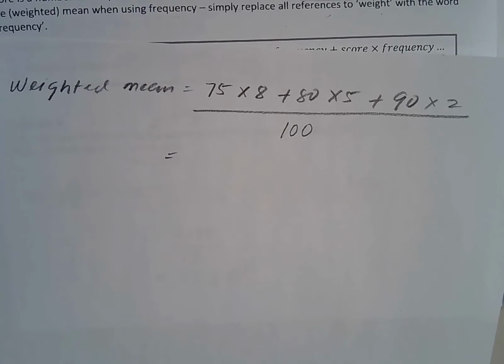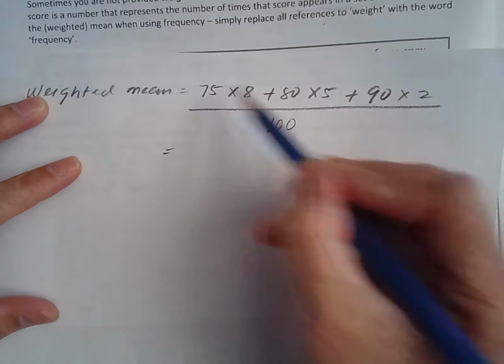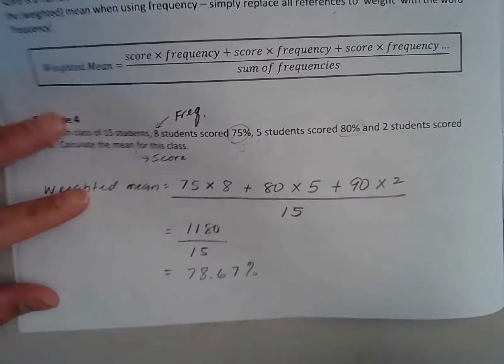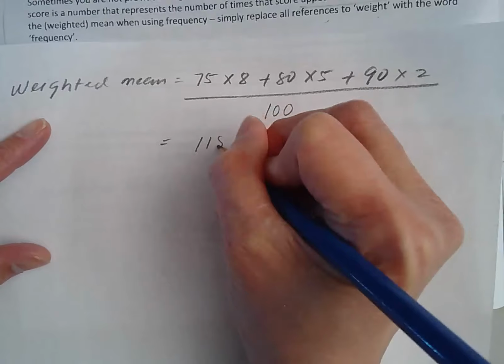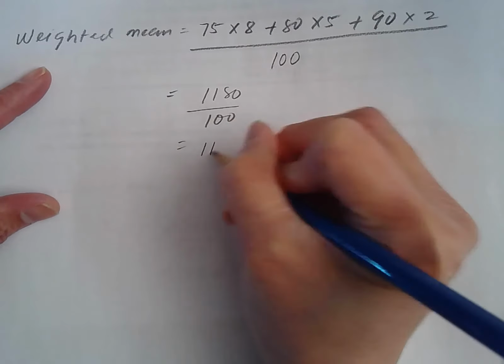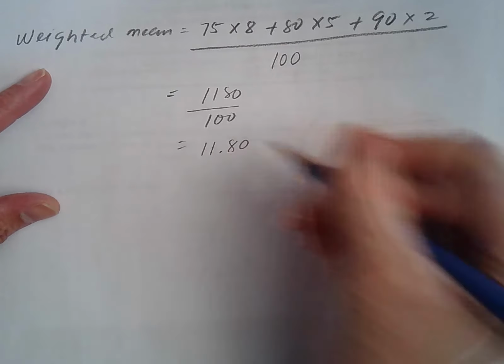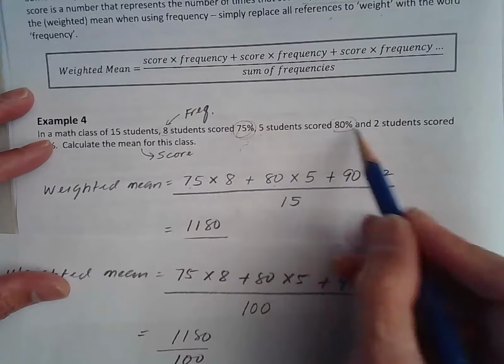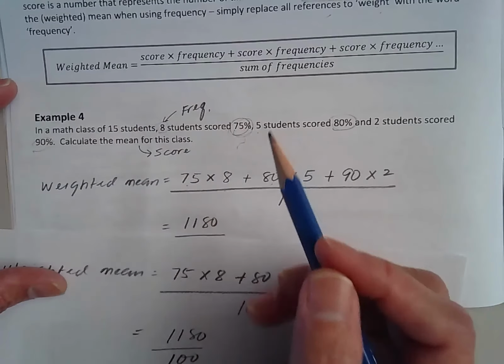Because people say, oh yeah, it's percent, so I'm going to divide by 100. So this gives you 1180, but now it's divided by 100, so it's 11.8. Does that make sense? Is the average of the class 11.8? That doesn't make sense, right? The average can't be 11.8 because the scores are 75, 80, and 90.